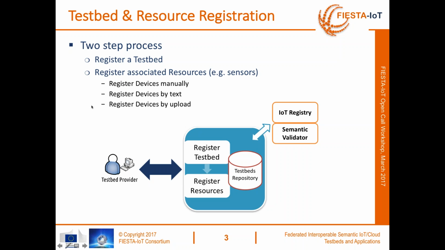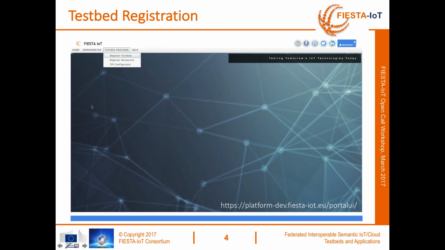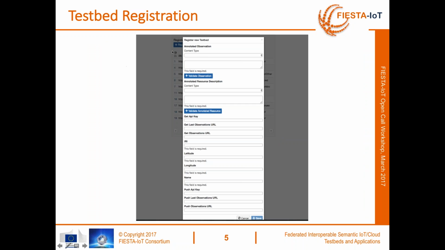So the first thing that you need to do is log in. You need to have a proper account with a proper role so that you can register the testbed and the resources. So you go to the FIESTA portal at platform-dev.fiesta-iot.eu portal UI. You go to the testbed provider menu, and then you select register testbed. You click on that, and then you click register a new testbed, and you will see this UI.